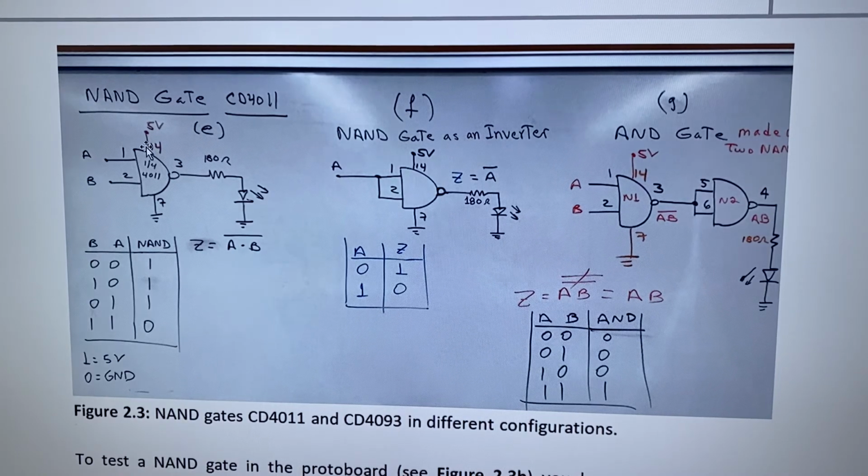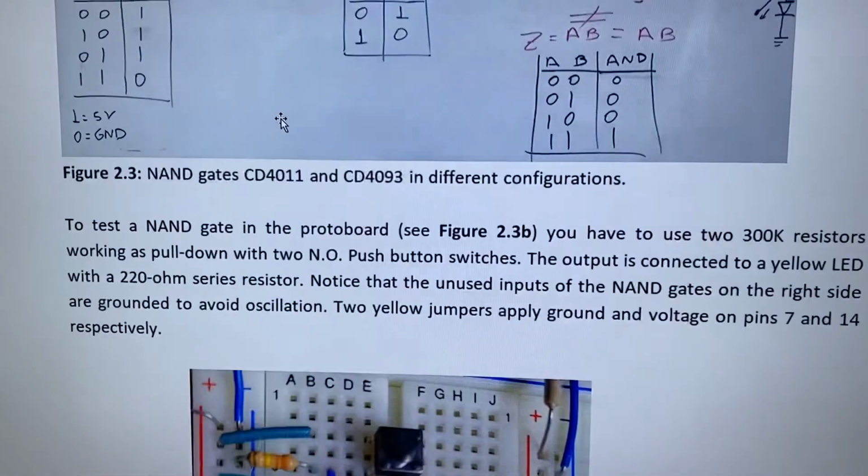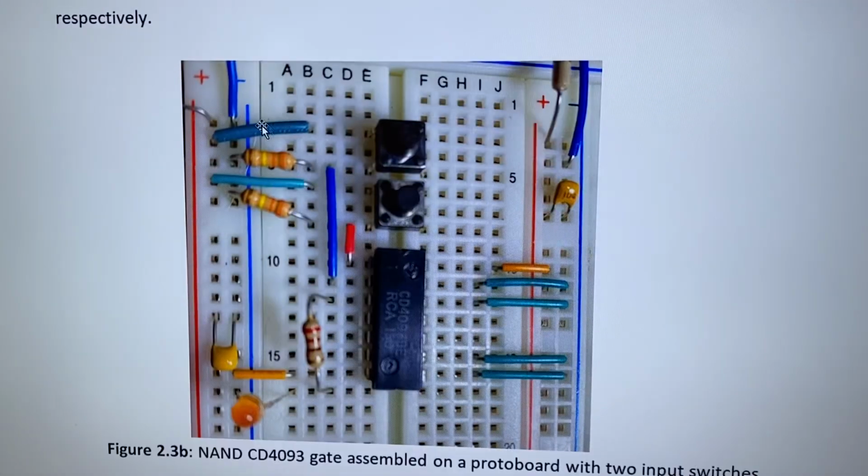So in this case, I'm using the Nand gate CD4011, but you can use any other type, like the 4093 or 74HC132. Okay. Now, this is how you test a gate. In this case, the 4093. Right here, you see the gate is right here, and this is the output. These are the inputs and the output.